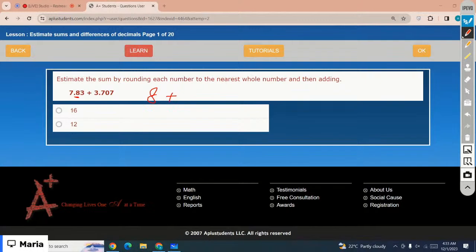Got it? Now you have 3.7. Again, 7 is greater than 5, so that would be rounded off to 4. So the sum of these numbers is 12. Very good. The correct option is 12, right?